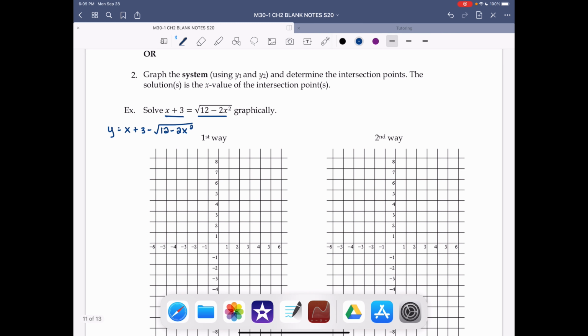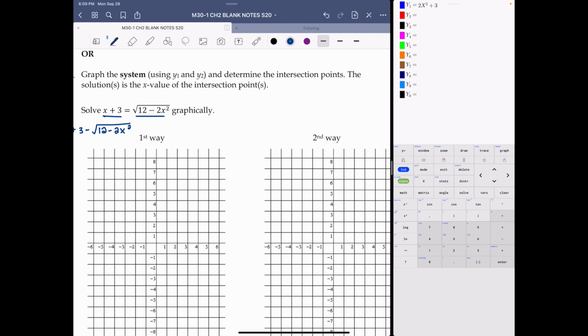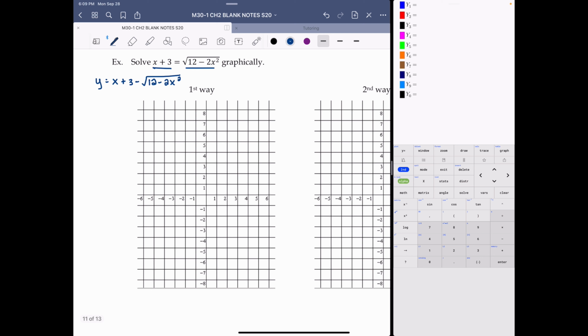Then I go to my calculator. Y equals, clear what we had, type in our equation here, x plus 3 minus the square root of 12 minus 2x squared, enter, graph. So we get this really funky looking graph for this radical function. Let's find our x-intercepts. Second trace, we want number 2, the zero on the Casio, it's called the roots.